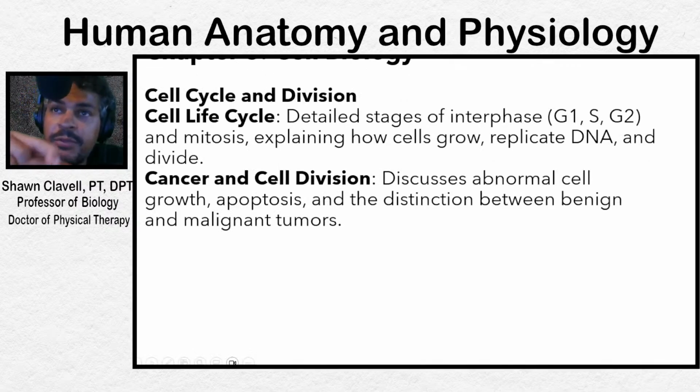Detailed stages of interphase and mitosis explain how cells grow, replicate DNA, and ultimately divide, and discuss abnormal cell growth. That's metastasis, or cancer is the term there. Apoptosis is the planned cell death. After a cell has undergone all of its function, it will undergo a planned cell death. And again, as we talk about abnormal cell growth, this idea of metastasis and cancer, there's the distinction between benign and malignant tumors.